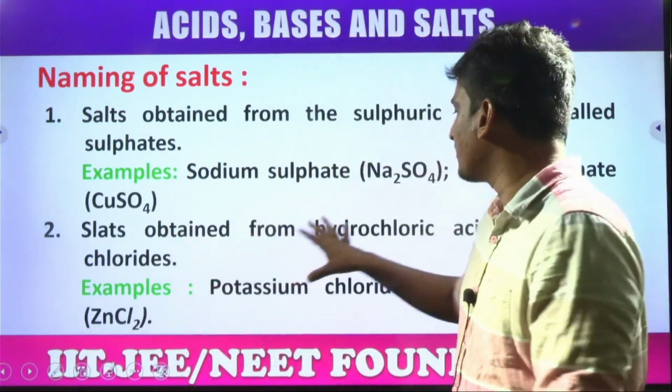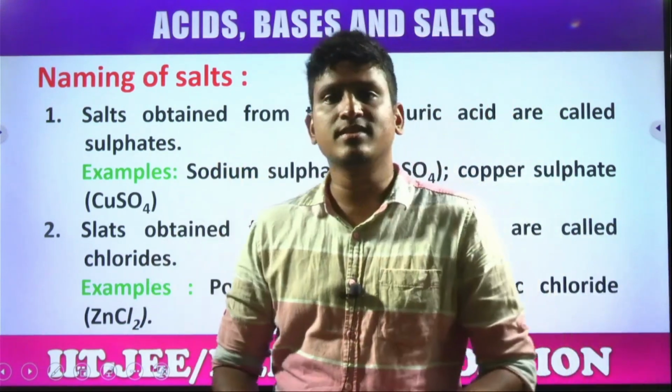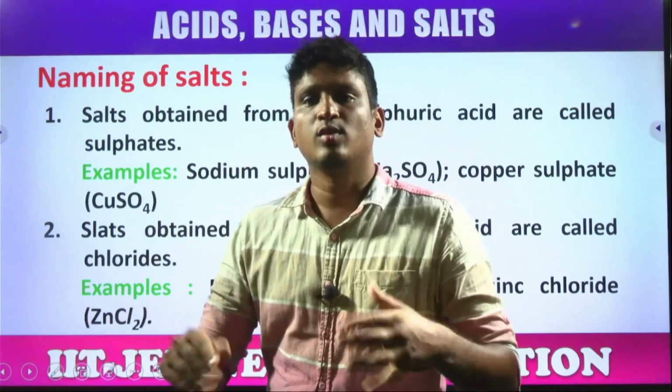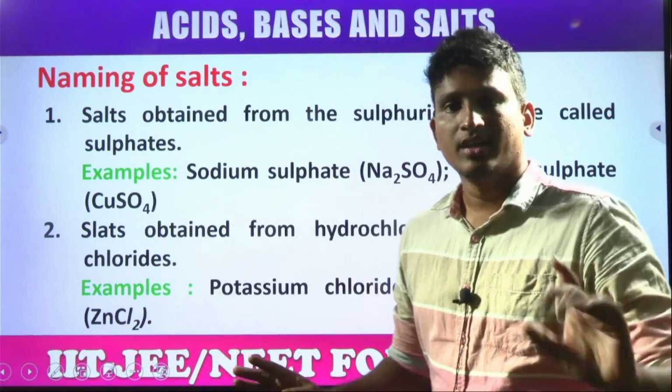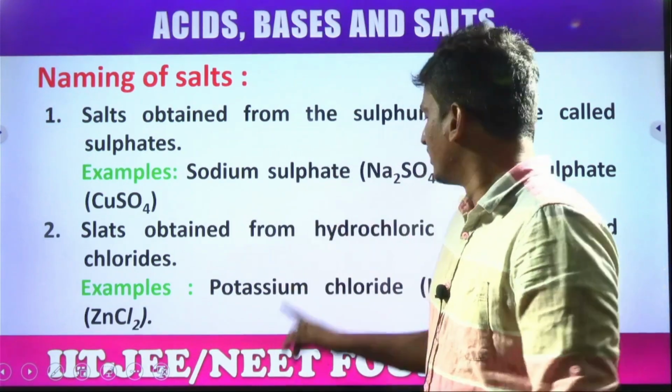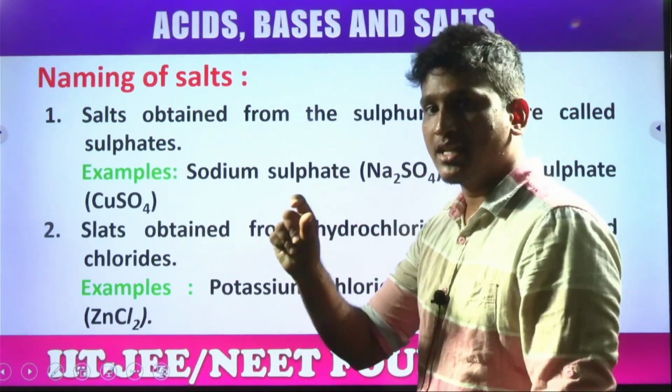And the salts which are obtained from hydrochloric acid, what is the name of their family? Chlorides. Sodium chloride, potassium chloride, magnesium chloride, all chlorides only. Understood? So the names are coming from the respective acid as well as the metal present in the base.